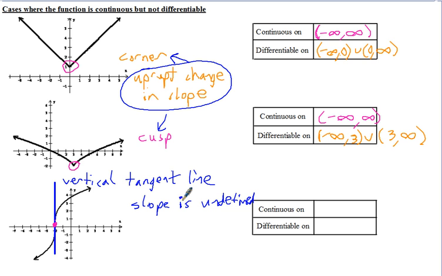Remember the reason why that is, because slope is the change in y over the change in x. But here the change in x is 0, so that's going to be undefined. So even though you can draw the tangent line, it's technically not differentiable there because the derivative or slope is undefined. So again, this one would be continuous everywhere, negative infinity to infinity, but differentiable everywhere but that vertical tangent line, so negative infinity to negative 2, union negative 2 to infinity. So those are the three cases where the graph is continuous but not differentiable.